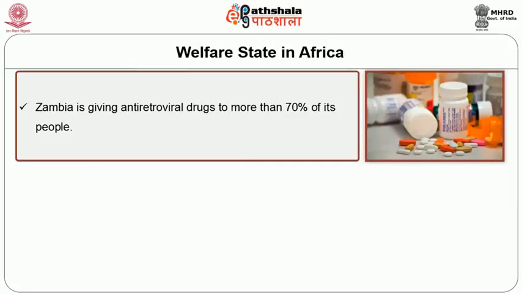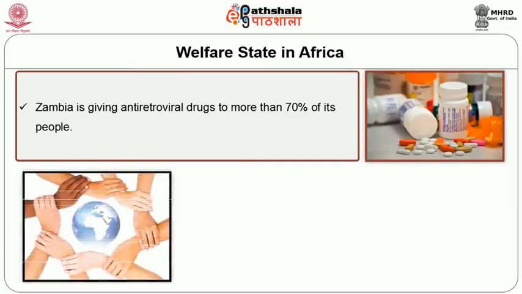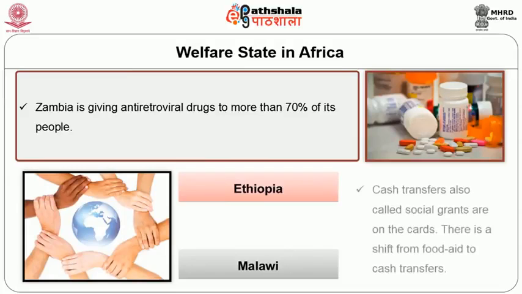Carrying on the agenda of social assistance are countries like Ethiopia and Malawi. Cash transfers, also called social grants, are on the cards. There is a shift from food aid to cash transfers.